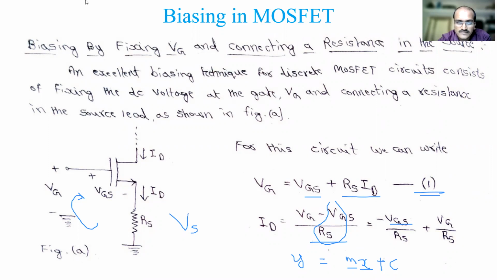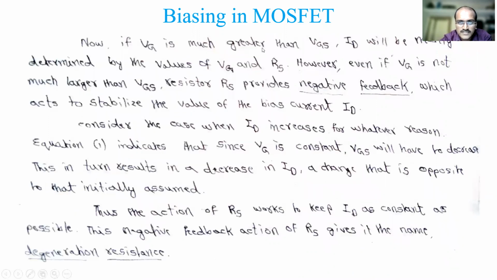So now we'll explain this circuit. Now, if VG is much greater, I am explaining how ID is going to become stable. If VG is much greater than VGS, then ID will be mostly determined by the values of VG and RS. From the equation you have also observed VG by RS. However, even if VG is not much larger than VGS, resistor RS provides negative feedback. That is the intention of providing that RS, which acts to stabilize the value of the bias current ID. So this is the point.